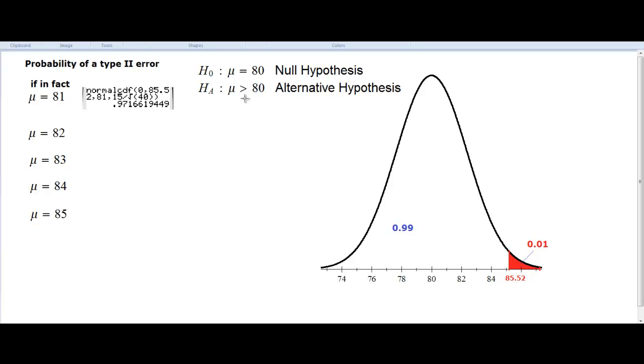So what we did was compute for this situation that the null is 80 and the alternative is mu greater than 80. And when actually the population mean is 81, which favors the alternative, we have a probability of committing a type 2 error that is quite big, 0.972.